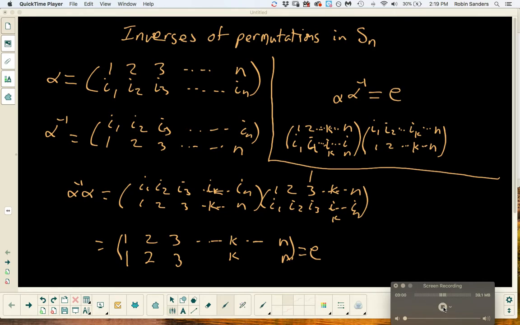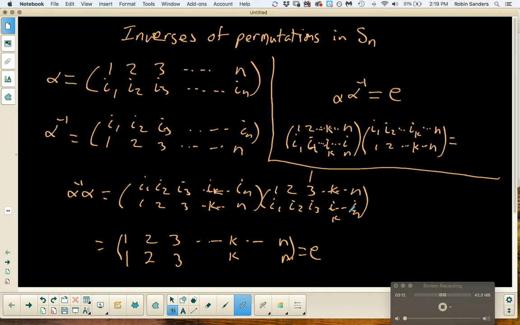Okay, so hopefully you've stopped the video and you've found this out, but this is how you would go about showing that this particular thing actually is equal to E. Again, it's just our tracing algorithm, but this time we're going to start with I1. I1 goes to 1, and 1 goes back to I1, and so we can write that as I1 goes to I1. And in a similar fashion, I2 will go to I2, and all the way up to In will go to In. In particular, Ik will go to k, but then k will go back to Ik.